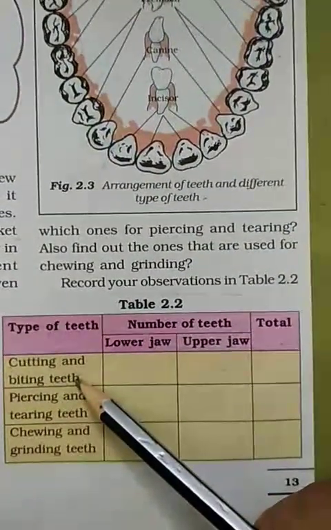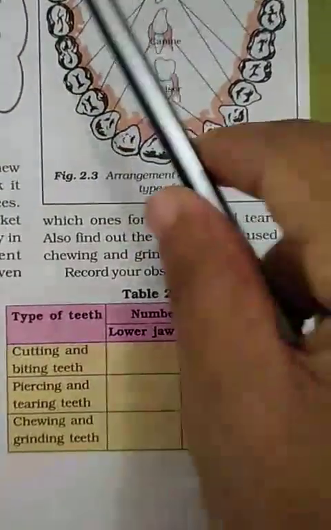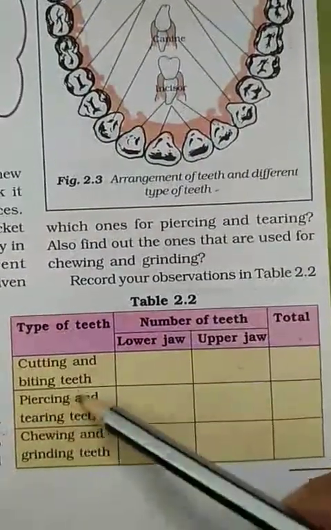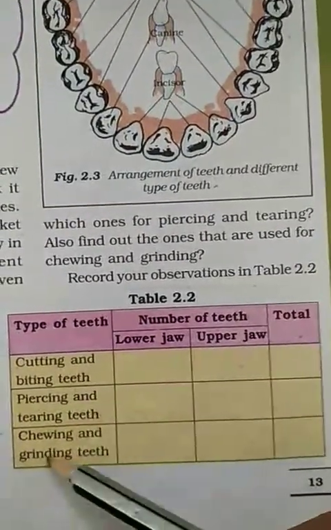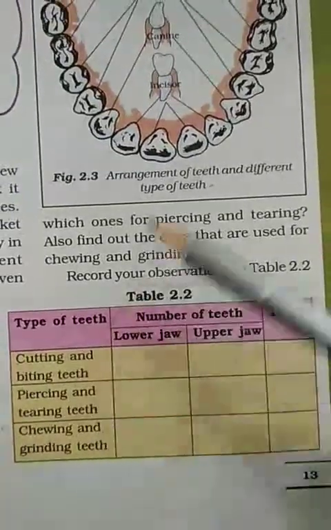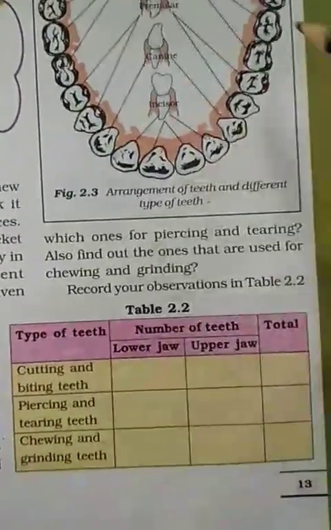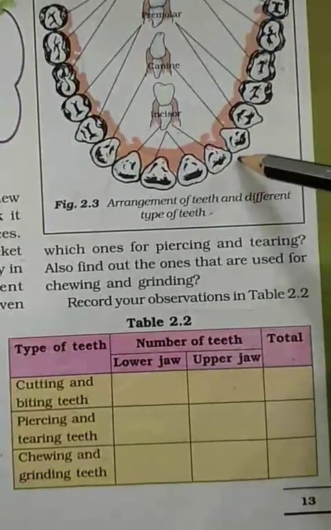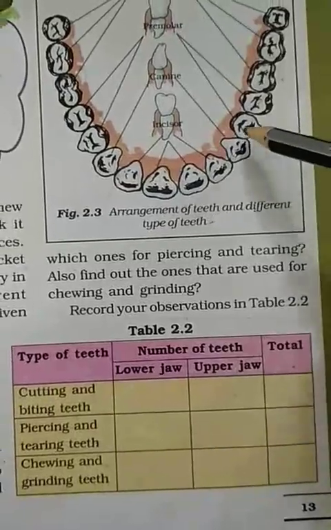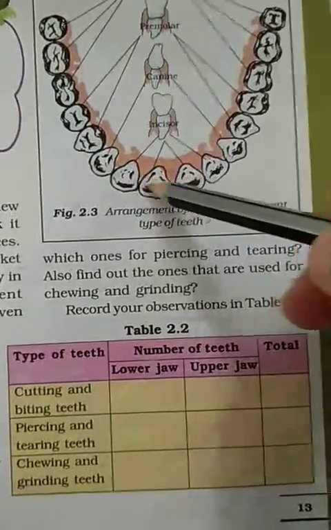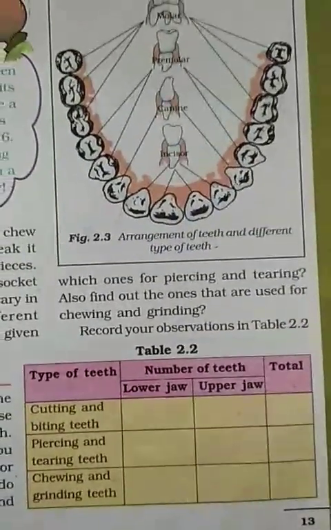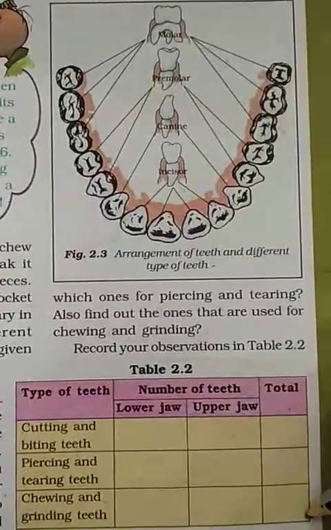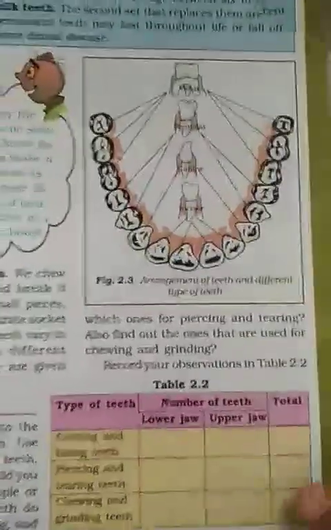Cutting and biting. By which teeth are you cutting or biting, by which teeth are you piercing and tearing, and by which are you chewing and grinding? Normally the chewing and grinding is done by the molar and premolar teeth. Piercing and tearing by the canines, and cutting and biting by the incisors. So you have to calculate and make a total.